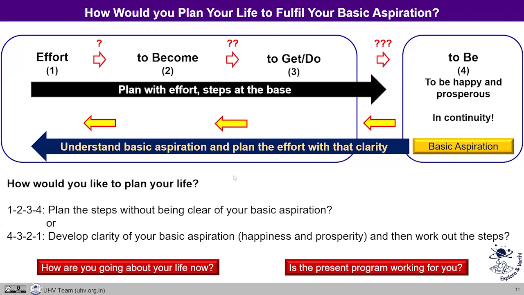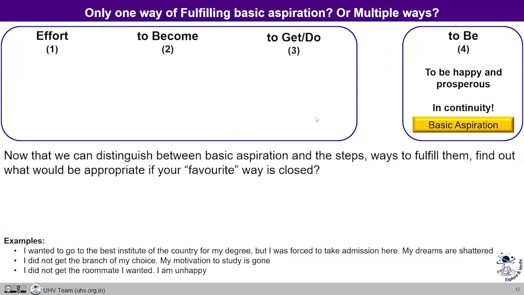So is the present program working for you? Are we able to see that my present program is actually going to ensure happiness and prosperity or not? This is something that we have to explore. Now that we can distinguish between basic aspiration and the steps, the ways to fulfill them, find out what would be appropriate if your favorite way is closed.